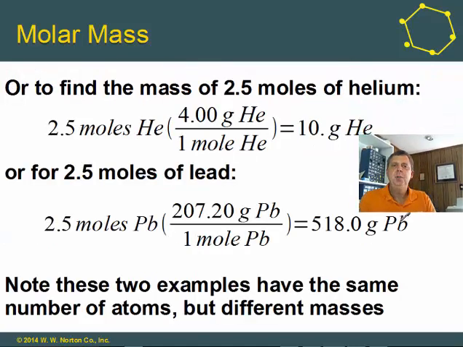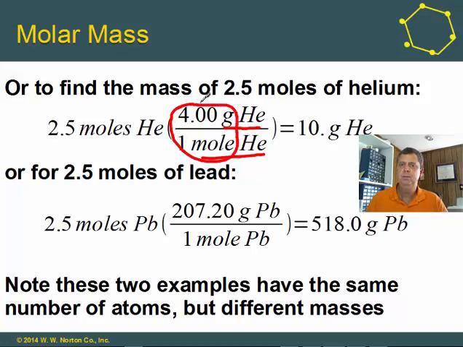Or to find the mass of 2.5 moles of helium, well, now we have 2.5 moles of helium. Of course, we need to put moles of helium on the bottom to cancel out. Now we have grams of helium on the top. Look at your periodic table, and it tells you there's 4.003 grams per mole for helium. So you get just 2 sig figs, 10 grams of helium. Or 2.5 moles of lead, we do the exact same thing, but lead is 207 grams per mole. So we get a mass of 518 grams.